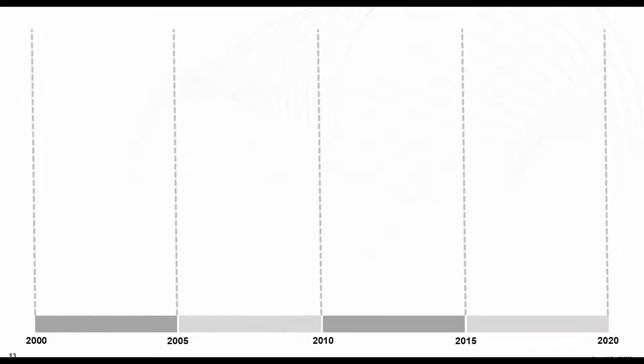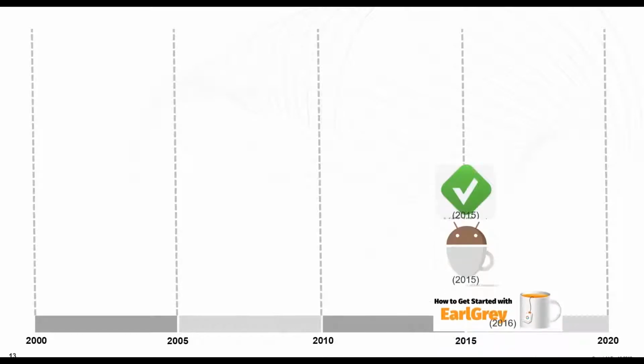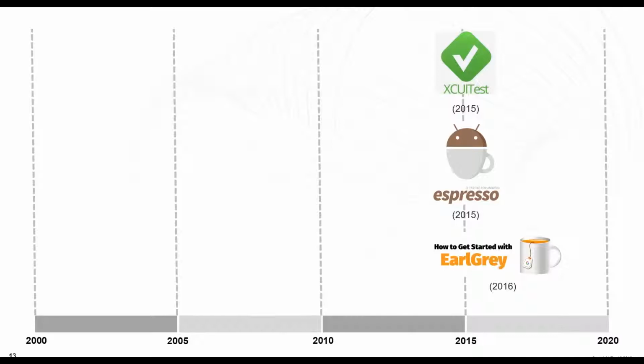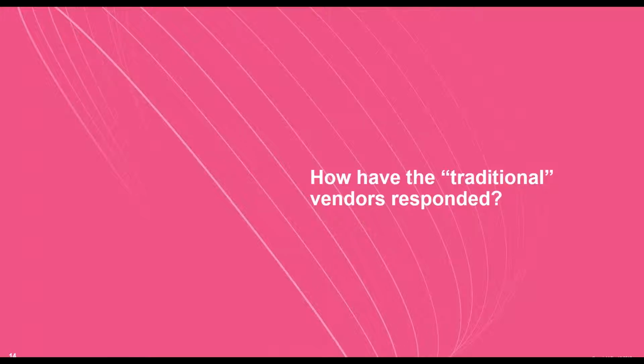In the mobile space, we have three tools that, unlike Appium, run within the mobile app and therefore tend to be more stable. These are XCUI Test and Earl Grey for iOS and Espresso for Android. And we are certainly seeing an increasing use of these tools with our customers over the last year or so. So how have the traditional tool vendors responded to the ever-increasing open source and new breed of test automation tools?